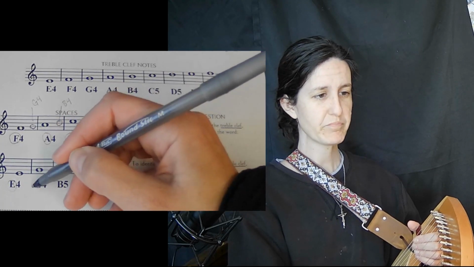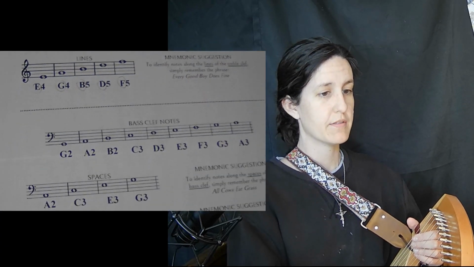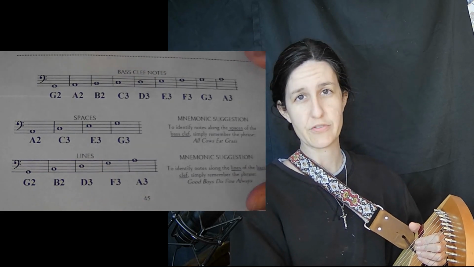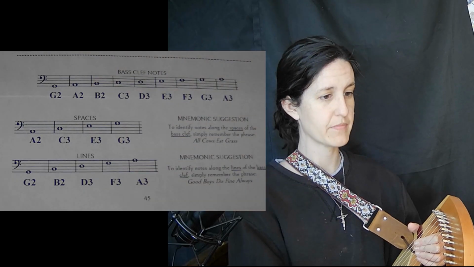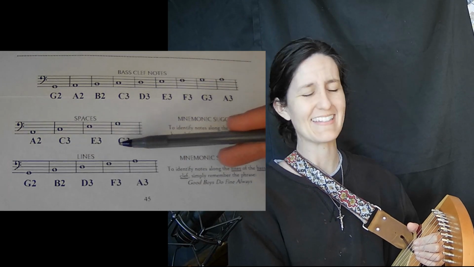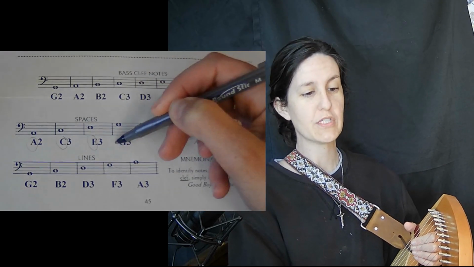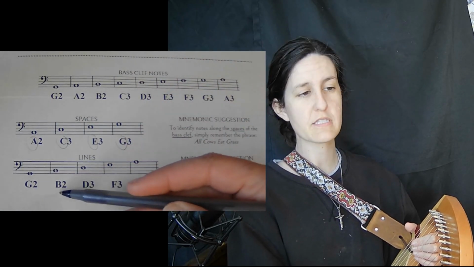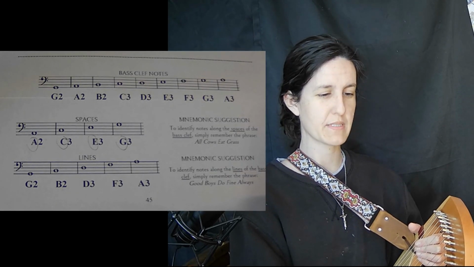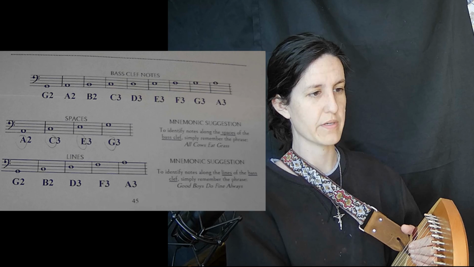All right. Now we shift to the bass clef. It works the same way. They're just simply different notes. And so the spaces for this one is all cows eat grass. We have A at the bottom, G at the top. A, C, E, G. All cows eat grass. And then for the lines, it's good boys do fine always. So very similar to the mnemonic suggestion for the lines in the treble clef, but a little bit different. We're starting on a G instead of an E. Good boys do fine always.